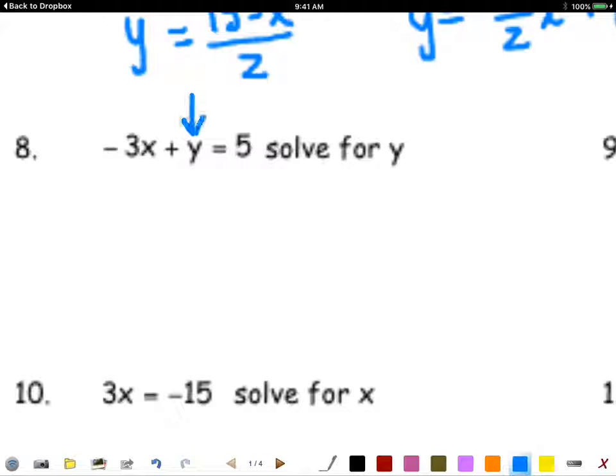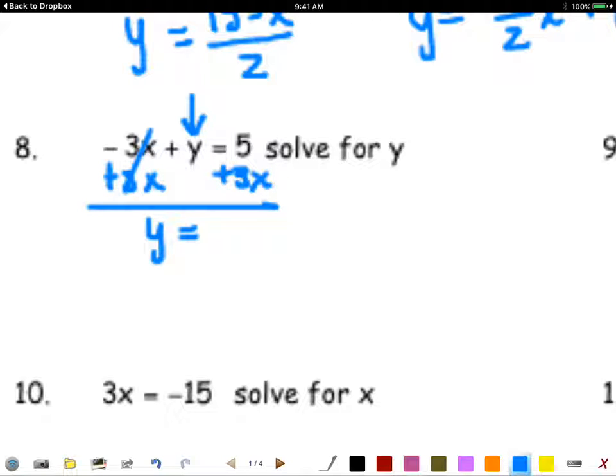Solve for y. Oh, this one's easy. This one doesn't have as much to do. Why? Because the y doesn't have a coefficient other than 1, right? Coefficient is the number in front of the variable. So all we're going to have to do is get rid of the what? The negative 3x. Now we do that by addition or subtraction. What do you think? Addition. So add 3x, and y equals 5 plus 3x.